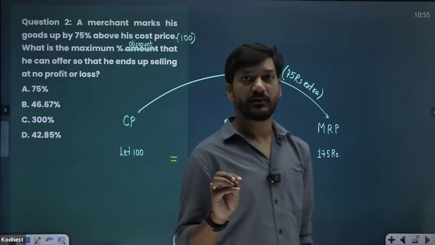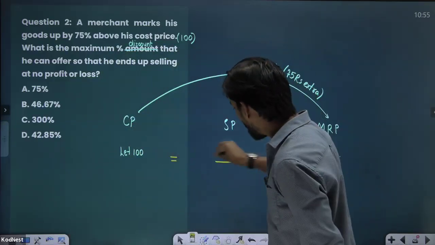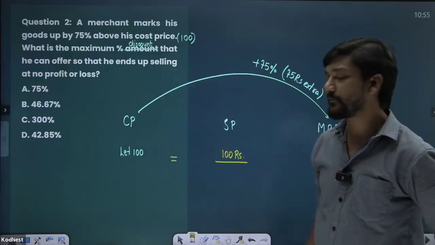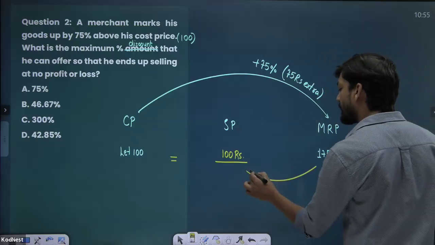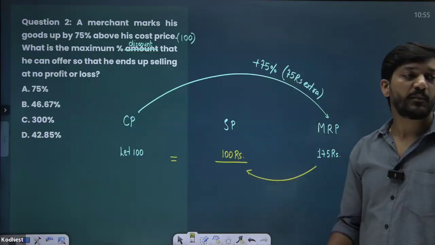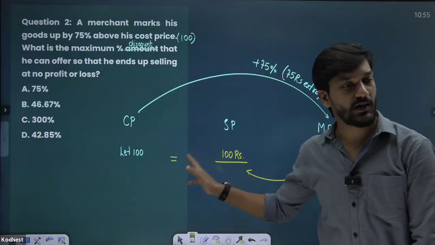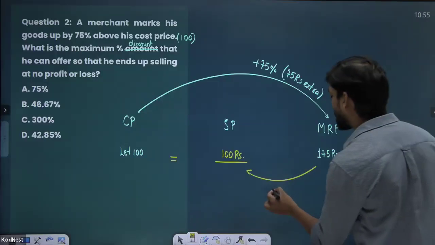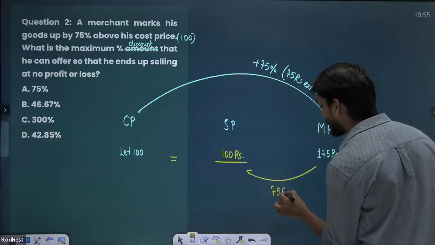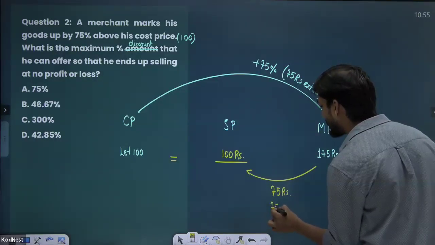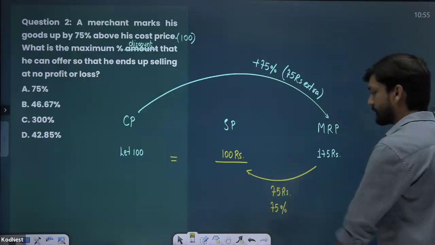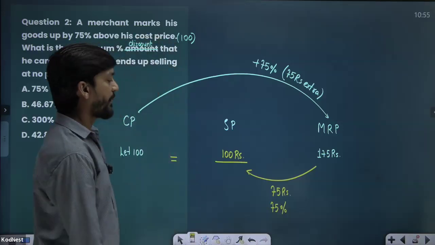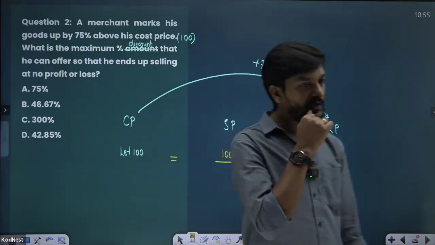Now, very carefully think. It is now a no profit, no loss situation. They are asking about discount. So how much discount have we given? Please answer. MRP 175 sold for 100 rupees. How much discount given? 75 rupees. Will you say 75%? Please carefully answer. Will you say 75%? Yes, no?